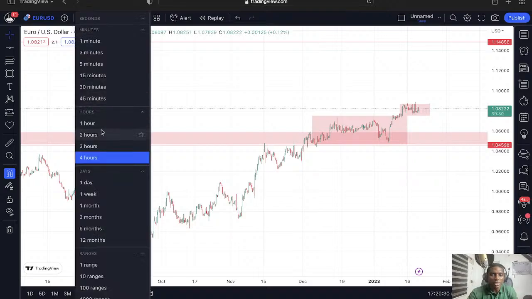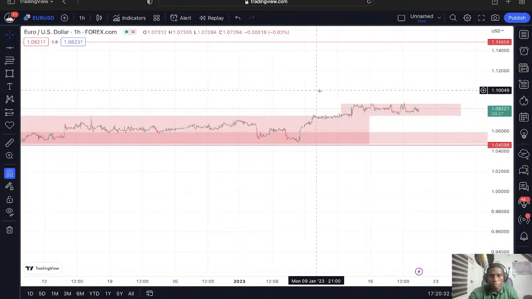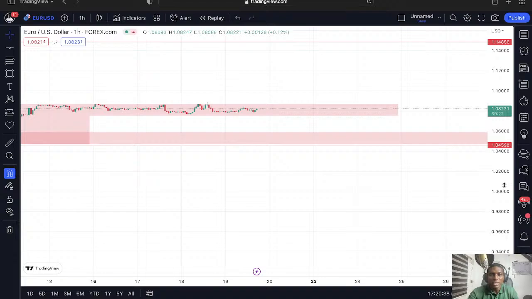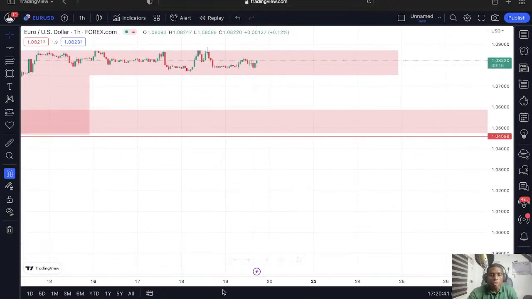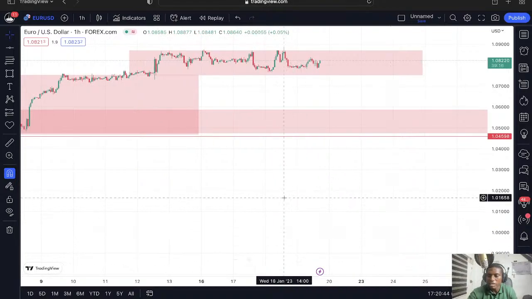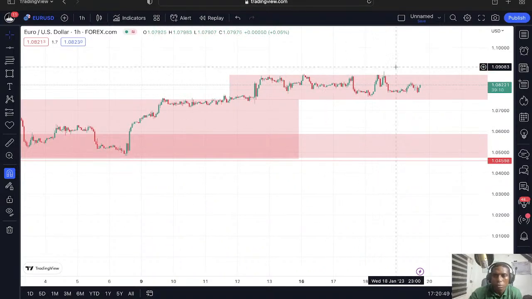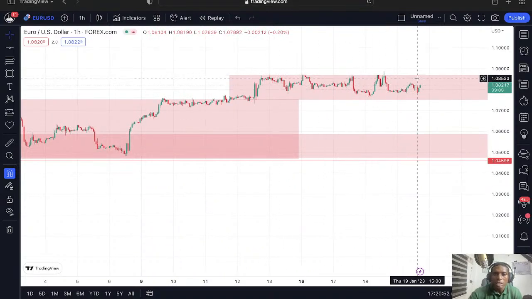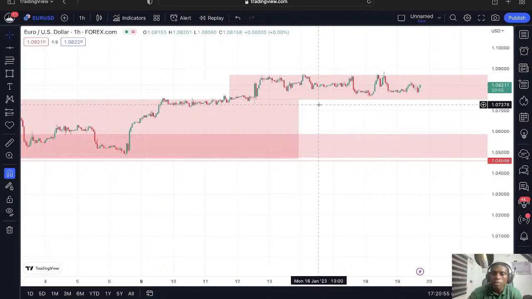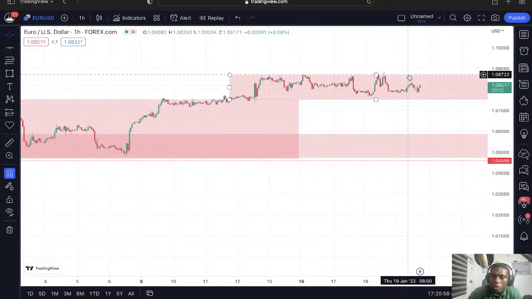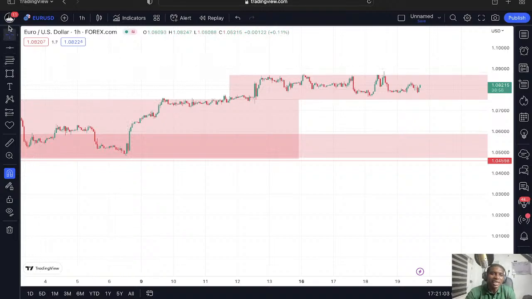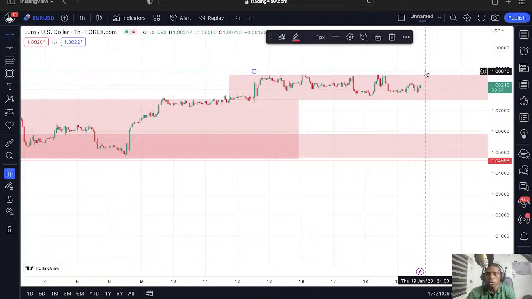Let's look at the 1 hour time frame now. On the 1 hour time frame, you would see clearly how price is actually consolidating here. All right. So you want to see price break out of this region, which means that you can set your buy stop above this region a little.